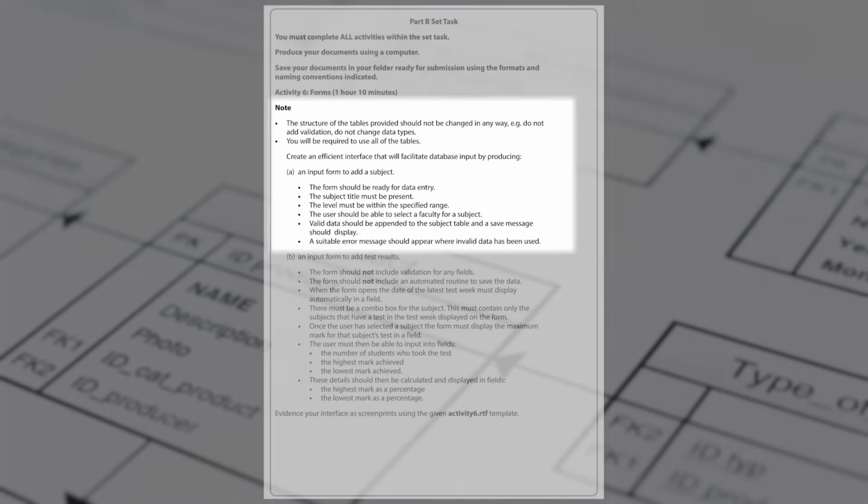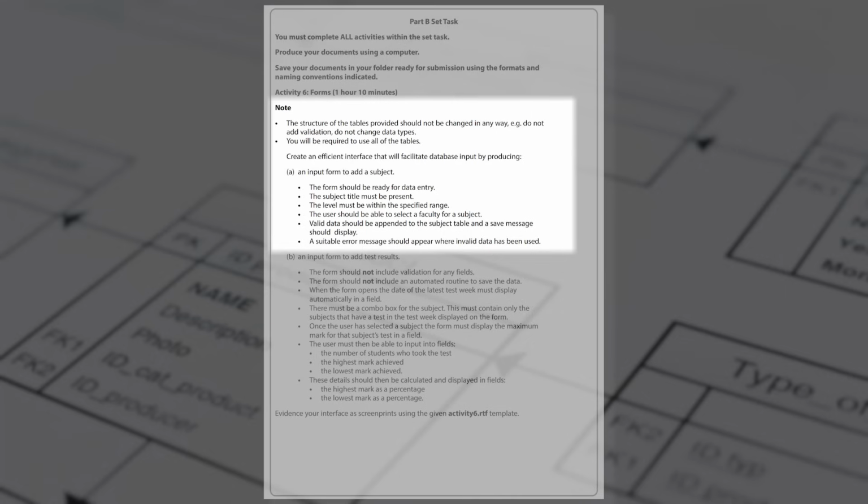Valid data should be appended to the subject table, and a save message should be displayed. So we're going to hopefully put on there a little bit of VBA, and that will allow us to display a message back to our user audience to know that that has actually worked, or if there are any issues, to show a message back to the user with a suitable message to say what the problem was. And that covers the last bullet point there. A suitable error message should appear when invalid data has been used.